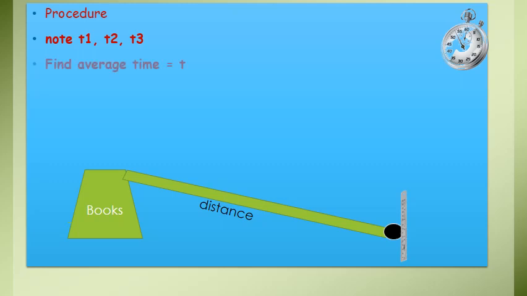So how can you get the average time? Let the average time be T. Then it is very easy to understand. T1 plus T2 plus T3 divided by the number of observations, which is 3, will give you the average time. Note down the average time and calculate it.